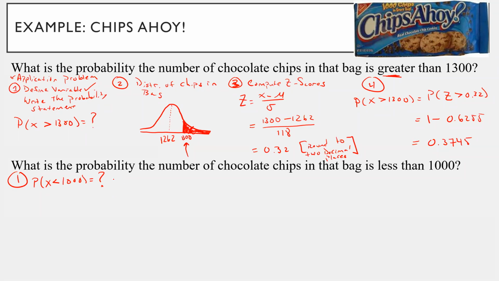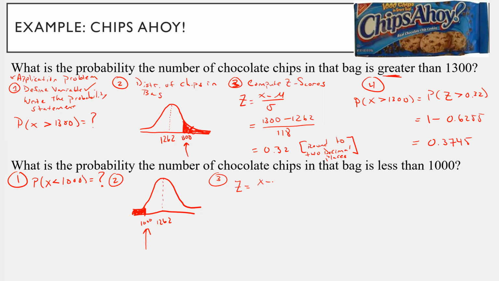Step 2, what do I say is always the most important thing you should do? I know it seems silly, but sketch it. So you're centered at 1,262, and I want to be less than 1,000. So 1,000 is over here. I'm going to shade to the left. So now it's a tail area to the left. How many z-scores do I need to compute here? Just one, just for 1,000.